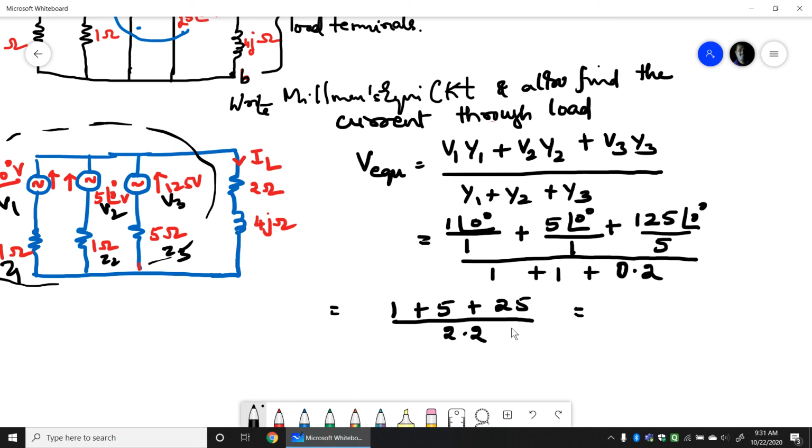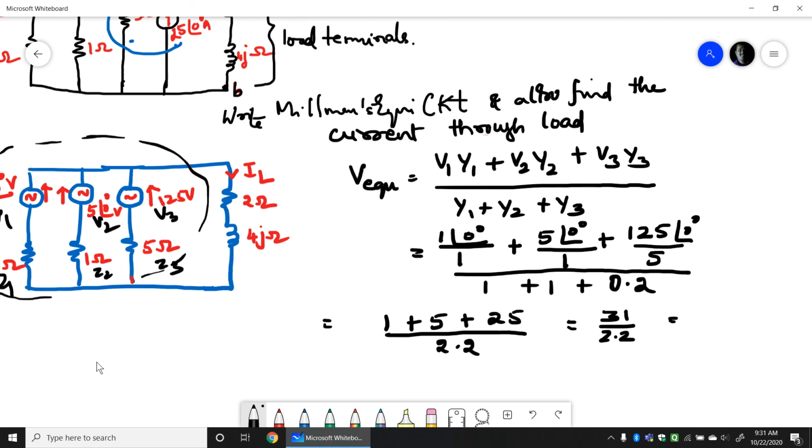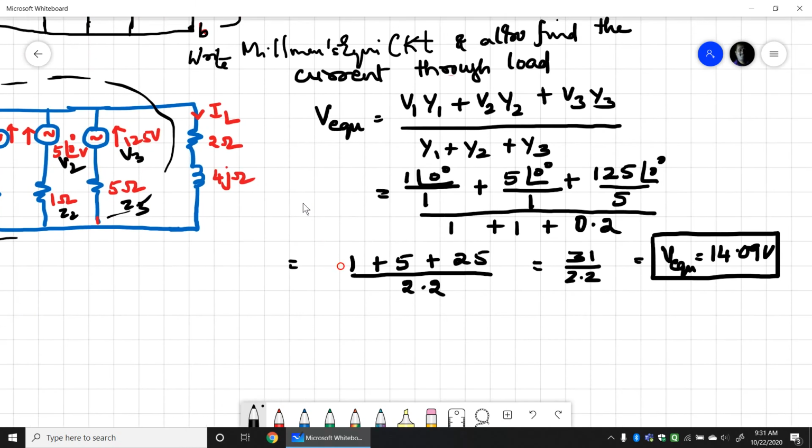This will give me 31 by 2.2. So 31 divided by 2.2 would be equal to 14.09. Therefore V equivalent equals 14.09 volts. So we got V equivalent.